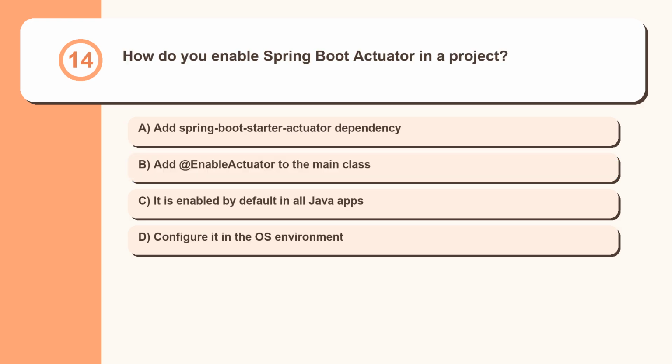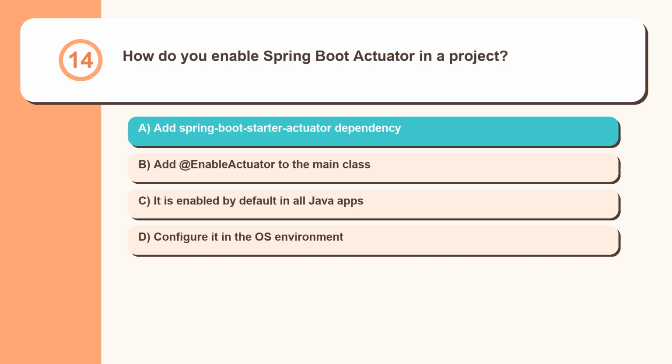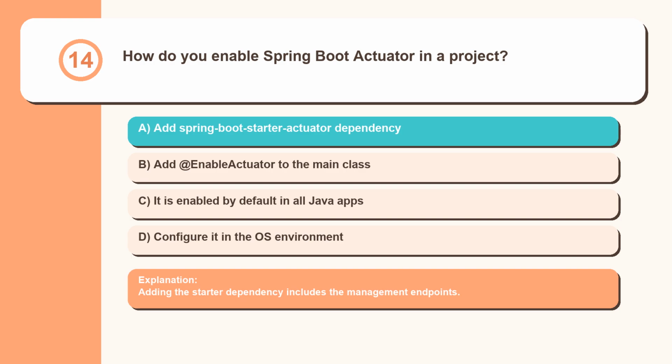Question 14. How do you enable Spring Boot Actuator in a project? Add the Spring Boot Starter Actuator dependency. Add @EnableActuator to the main class. It is enabled by default in all Java apps. Configure it in the OS environment. Adding the starter dependency includes the management endpoints.